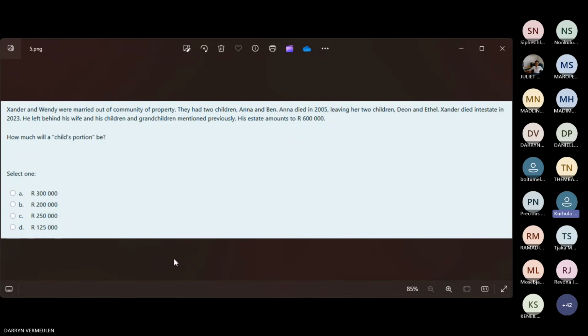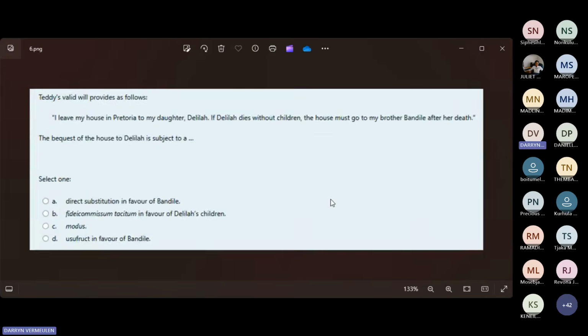Oh, okay, I think I get it. So the trick is the portion. Yeah, you've got to read which particular thing they're asking. In this one, they're asking us what is the child's portion, but they could quite easily have asked us what each child gets, in which case you would have been spot on. Oh, okay. All right.